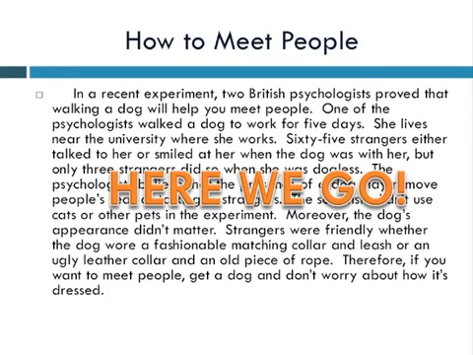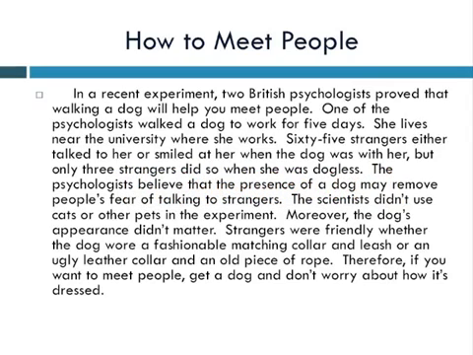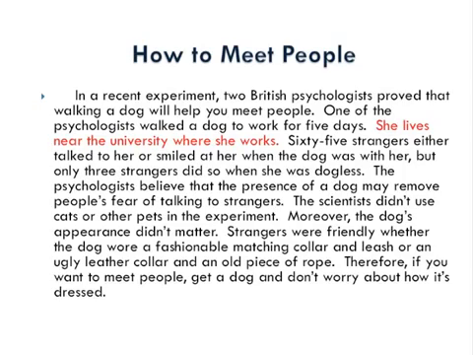Okay, well, here we go. So as we're looking through the paragraphs, let's see which ones don't belong. Did you find the first one? Well, the first one here relates to the idea of the British psychologist. The topic is about how walking a dog helps you meet people, not necessarily about the psychologists themselves and where they live. So in this case, the fact that she lives near the university is not really relevant to the rest of the ideas in the paragraph. This does not help promote unity in the paragraph.